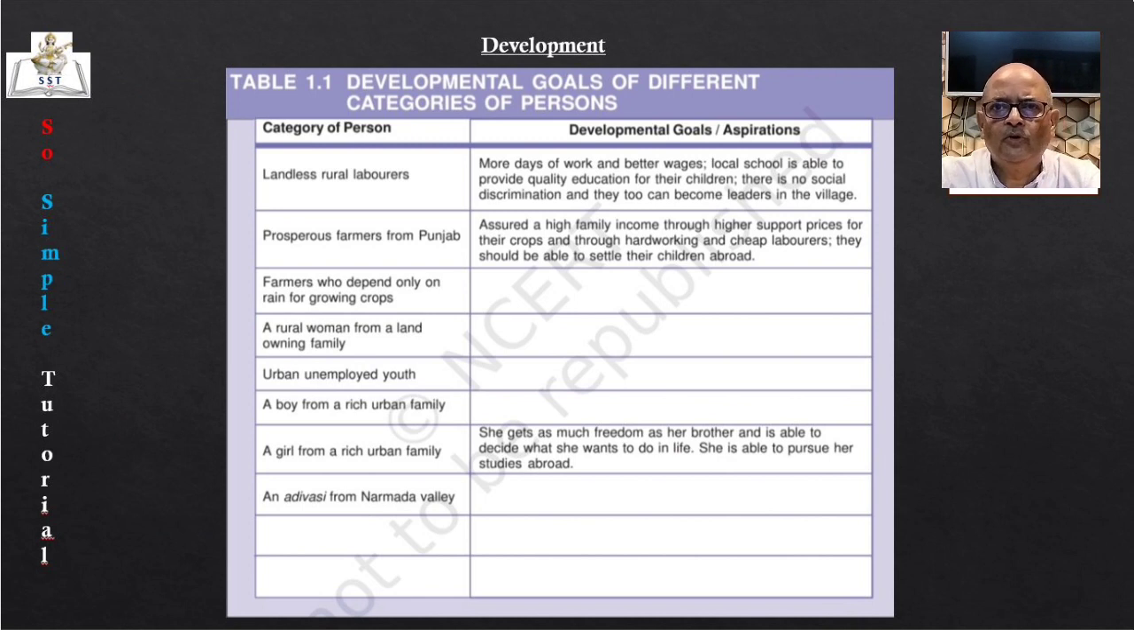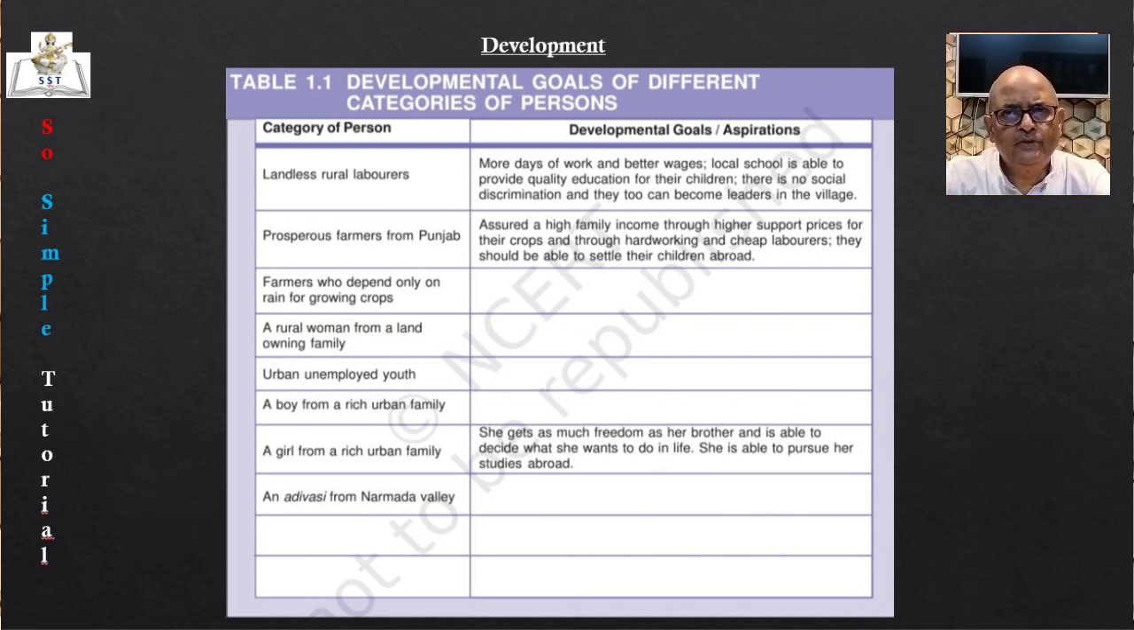Look at table 1.1. It shows developmental goals of different categories of people from our society. Let us take landless rural laborers first. What are their aspirations? More days of work and better wages. Local school is able to provide quality education for their children. There should be no social discrimination and they too want to become leaders in a village.